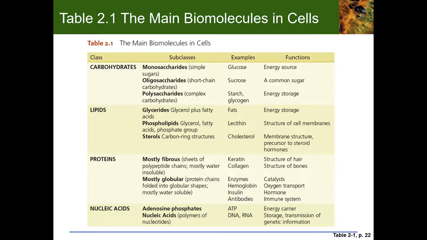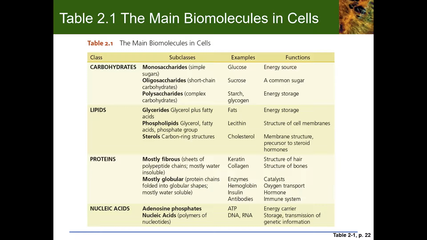With lipids, you have the glycerides, which are glycerol plus a fatty acid. The phospholipids, which are glycerol, fatty acids, and a phosphate group. And the sterols, which are carbon ring structures. So the glycerides you primarily will see as fats, and they're used for energy storage. Phospholipids, an example there would be lecithin, and it's a structure of the cell membrane. And sterols would be your cholesterol. So you can see sterol there and cholesterol, sterol being part of the word cholesterol. Used in membrane structure and as a precursor to steroids and hormones.